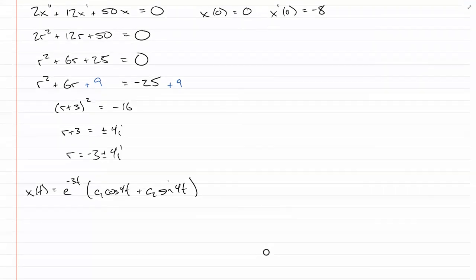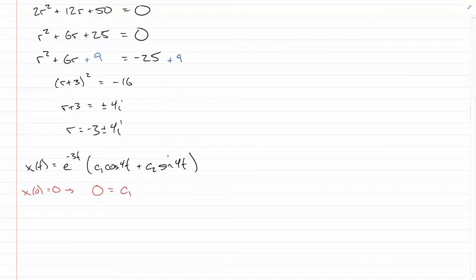Now, the fact that x of 0 is 0, what does that mean? That means 0 is equal to what happens when you plug in t equals 0, which the right hand side would just become c1. So actually c1 is 0. So that simplifies things a little bit. That means that x of t is really just e to the -3t times c2 sine of 4t.